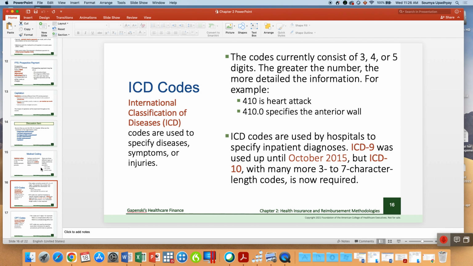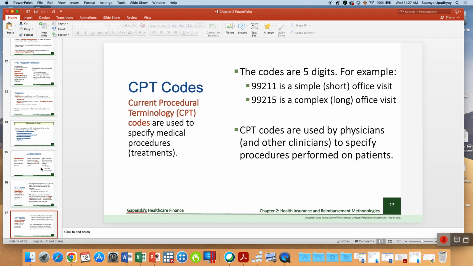The codes currently consist of 3, 4, or 5 digits. So, for example, if the code has a .0 or something, that means it is more detailed information. For example, 410 alone means heart attack or cardiac arrest, but 410.0 means that there is a cardiac arrest on the anterior wall. ICD codes are used by hospitals to specify inpatient diagnosis. ICD-9 was used up until October 2015, but ICD-10 has longer codes, 3 to 7 characters, and that is now required.